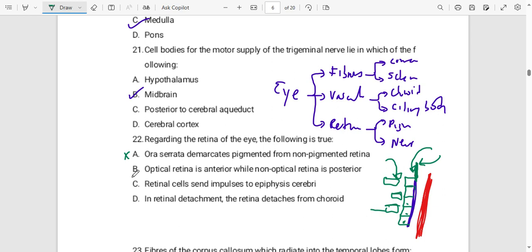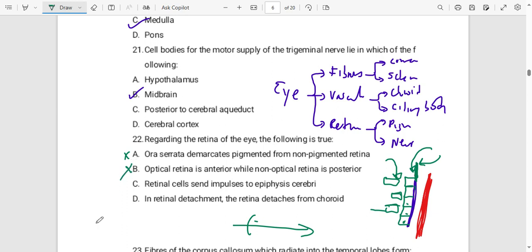And then B, optical retina is anterior while non-optical retina is posterior. Can anyone disqualify this option? Now you know the optical retina is where light drops, and light comes from the front of the eye and drops at the back. So the optical retina is at the back, not anterior.